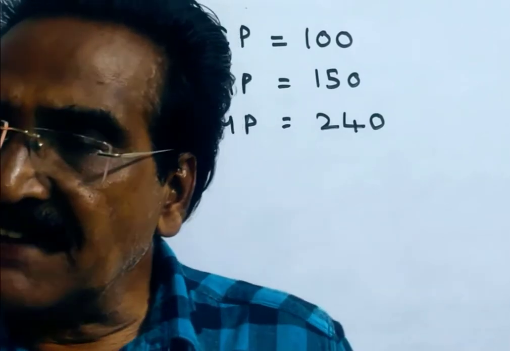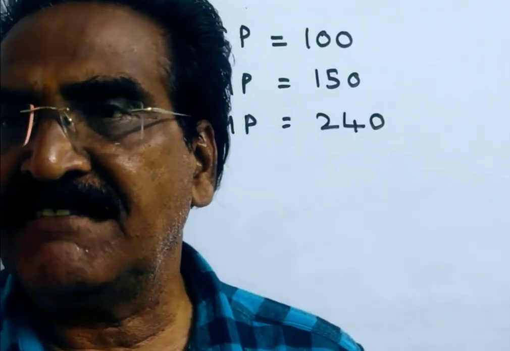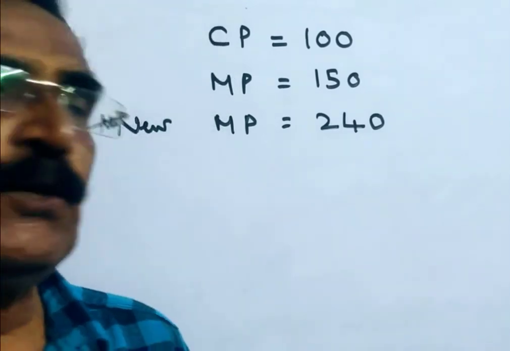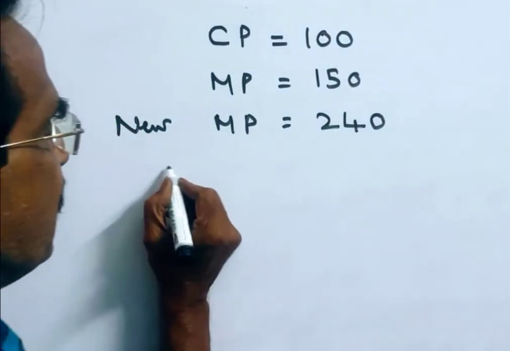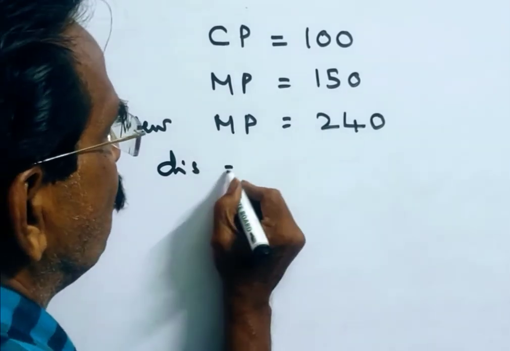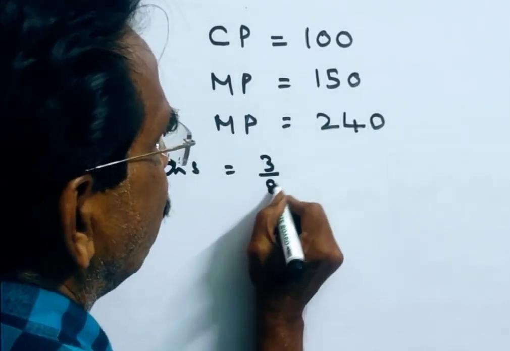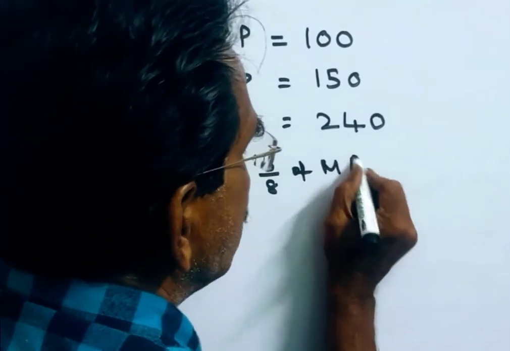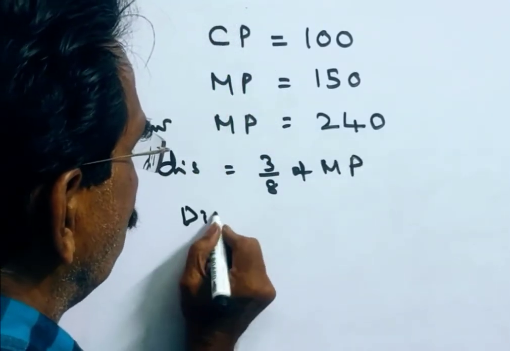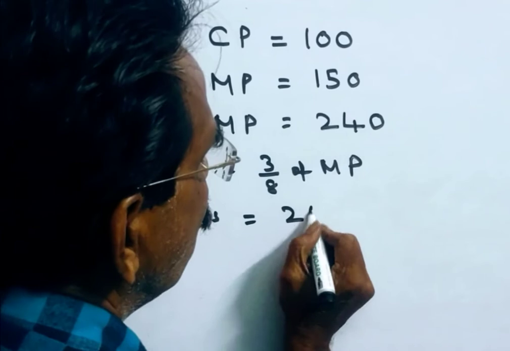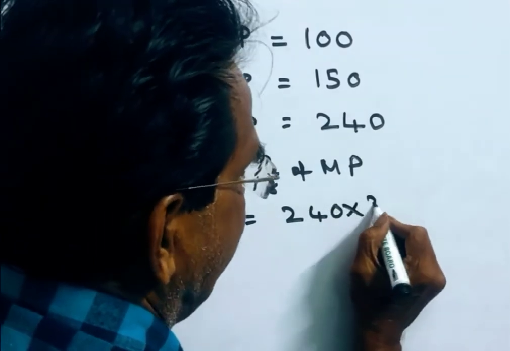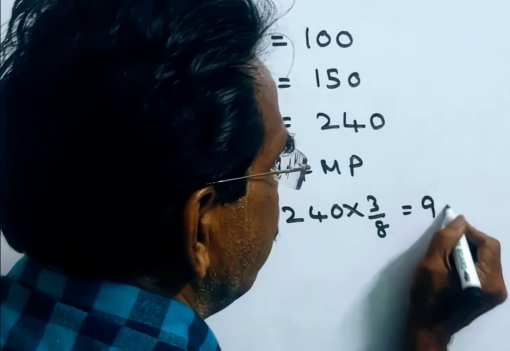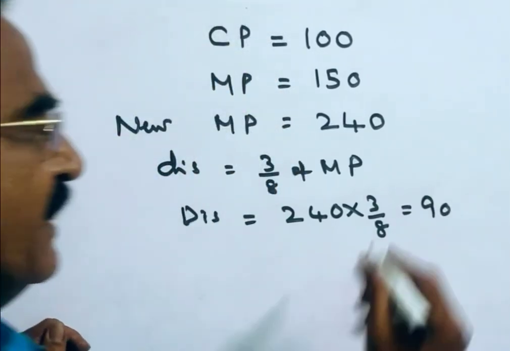It means for every 8 articles, he gives 3 articles free. So the discount is 3 by 8 of the market price. So now the discount is equal to 240 into 3 by 8. 3 by 8 of 240 is 90. Now the discount is 90.